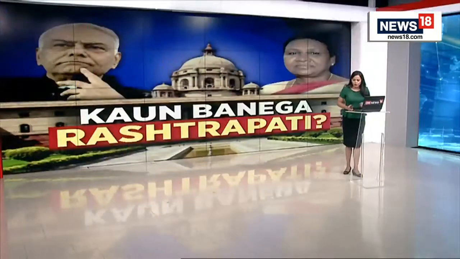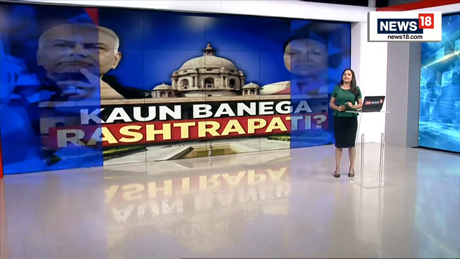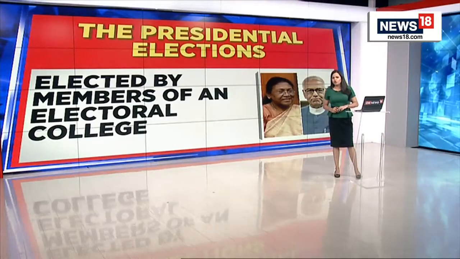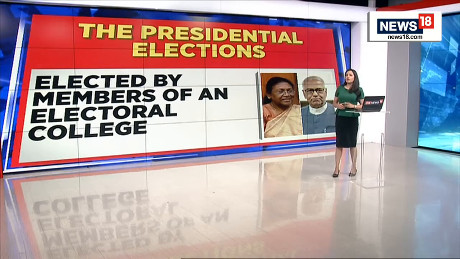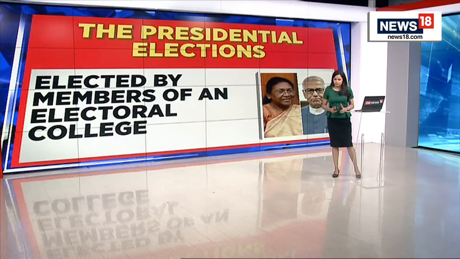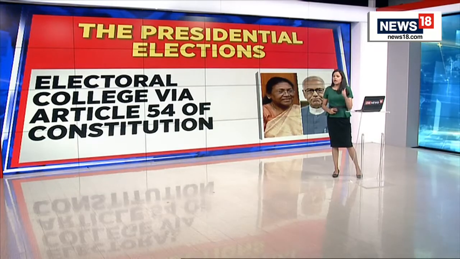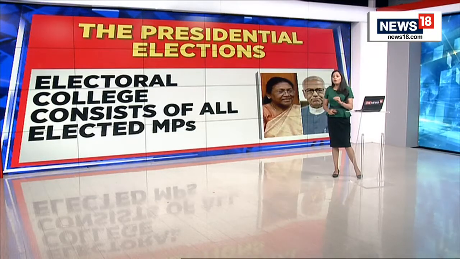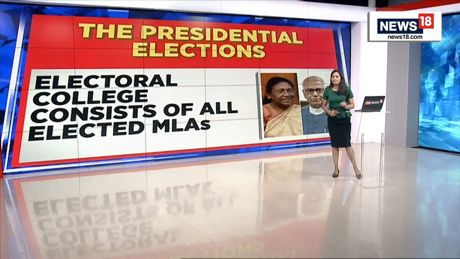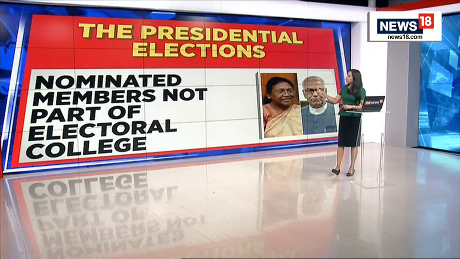Well, let's tell you more about this historic presidential election and, more importantly, how the President of India is elected. Let's take you through the rules of the election once again. As per Article 54 of the Constitution, the President is elected by the members of an electoral college. This electoral college comprises important elected legislators. It consists of elected members of both the houses of parliament. It also consists of elected members of the legislative assemblies of the various states. Nominated members are not eligible to be included in this electoral college. So that's the key process that is followed under Article 54 of the Indian Constitution.